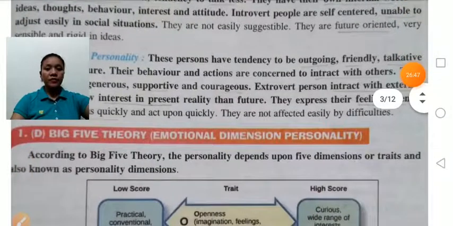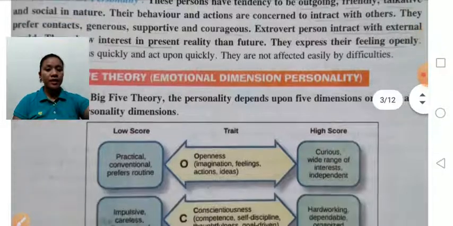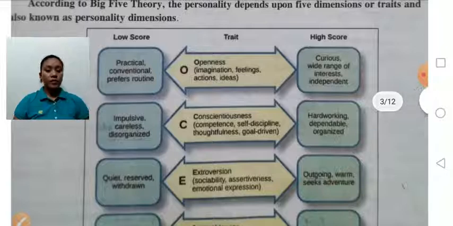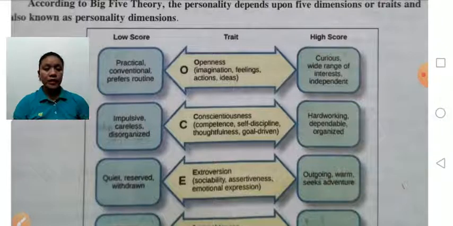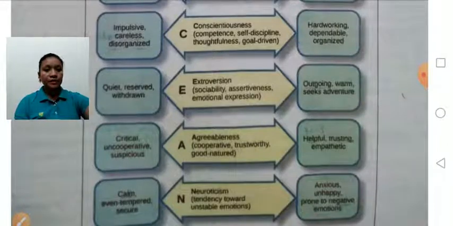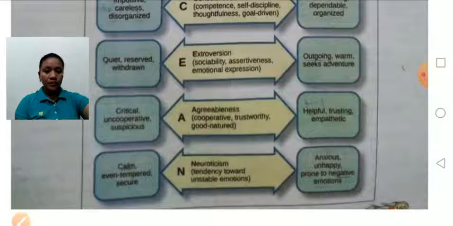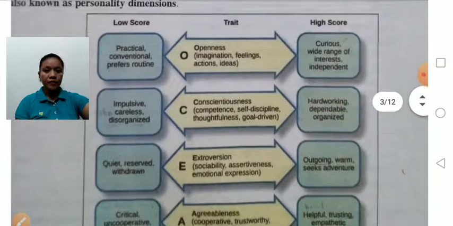This is the Big Five theory. According to the Big Five theory, personality depends upon five dimensions or trait characteristics, also known as personality dimensions. That is OCEAN. O means openness, C means conscientiousness, E means extroversion, A means agreeableness, and N means neuroticism. OCEAN. This is the Big Five theory.